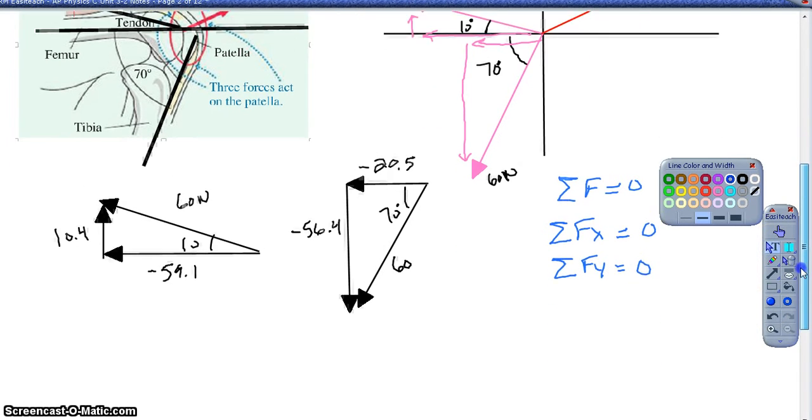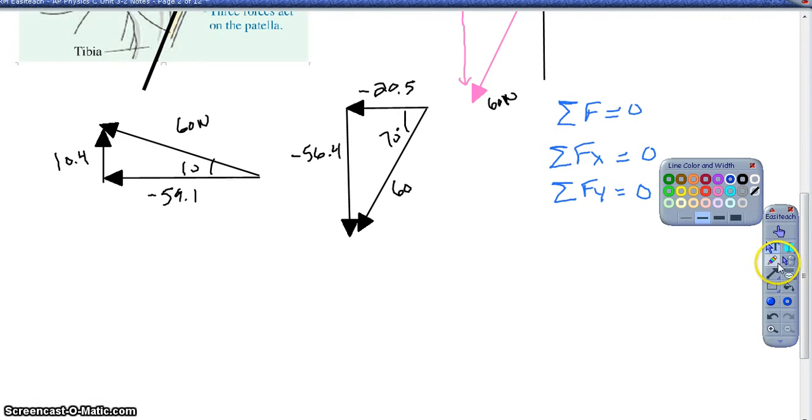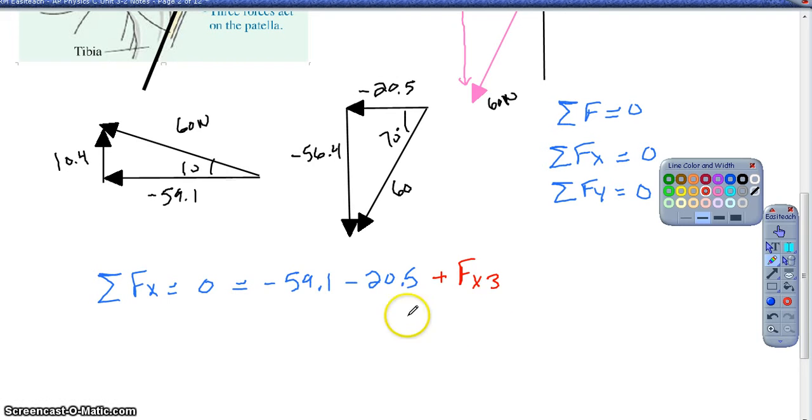So if I want to find the force of that red patella as it's pushing back out, I'm just going to find the resultants that I need for these two forces. If the sum of the total horizontal forces is 0, and right now I have two horizontal forces that are negative 59.1 and negative 20.5, then obviously my third force, I'll call this Fx3 for the x component of my third force, needs to balance out these two. So that third component ends up being about 79.6, and notice it is a positive 79.6 newtons.